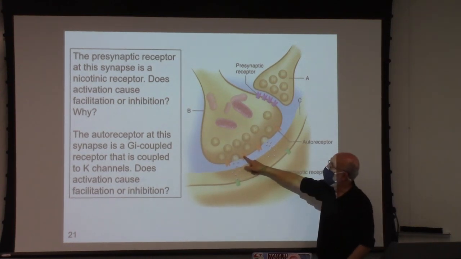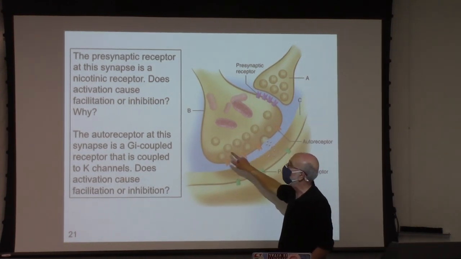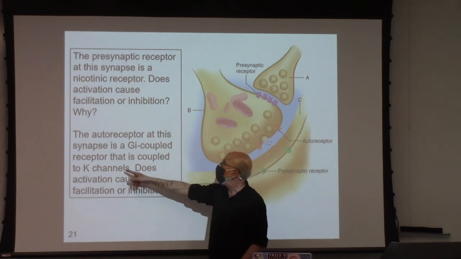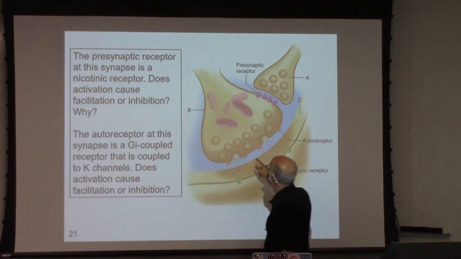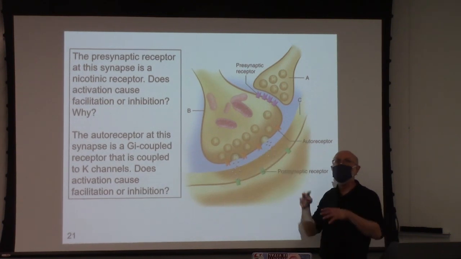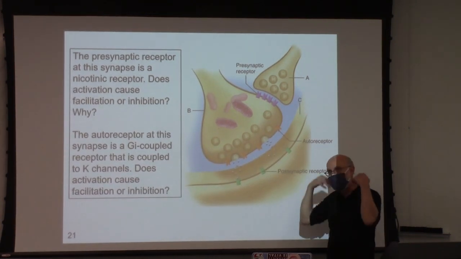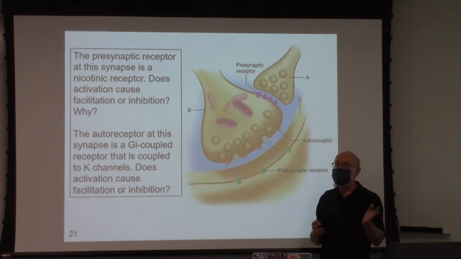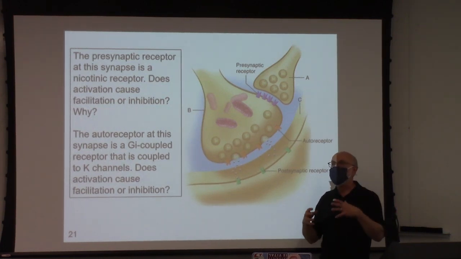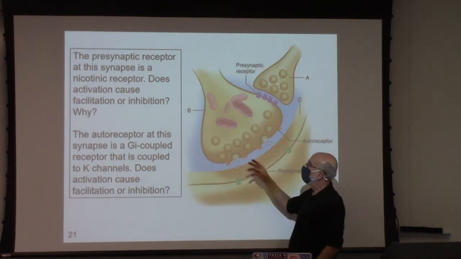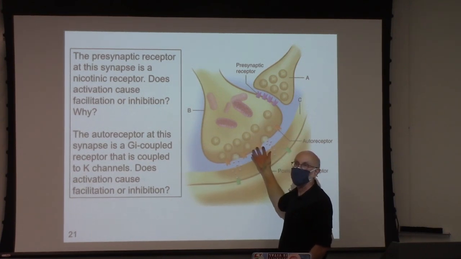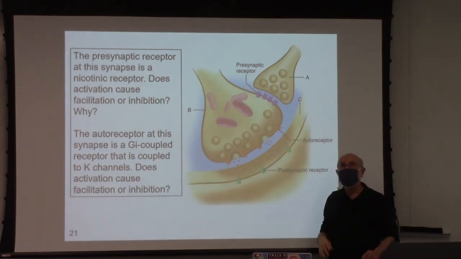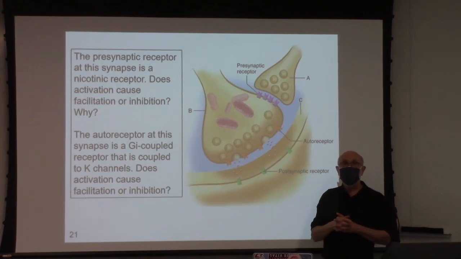This receptor is a GPCR, G protein coupled receptor, that is coupled to Gi, which is a G protein that is coupled to potassium channels. So activation of this receptor and the GPCR story that you're now trying to pack into your brain, right? You know, conformational change, GTP, GDP dissociation, GTP association, leads to activation of potassium channels here. Does that cause facilitation or inhibition of neurotransmitter release? Work on that for a few minutes, and then we'll reveal.